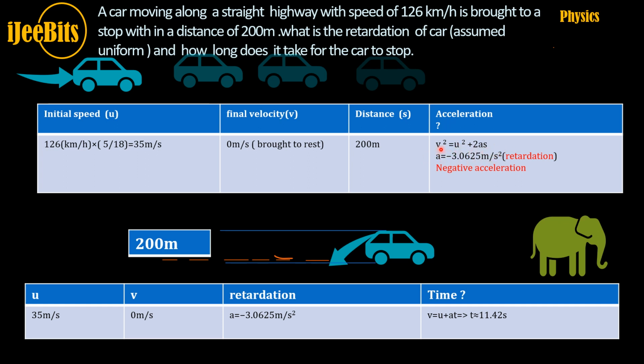V is the final velocity, u is the initial velocity, a is the retardation or acceleration we are going to calculate, s is the distance. Substituting all the values in the table, we get a negative value, which we are considering negative acceleration or retardation. We got minus 3.0625 meters per second square.